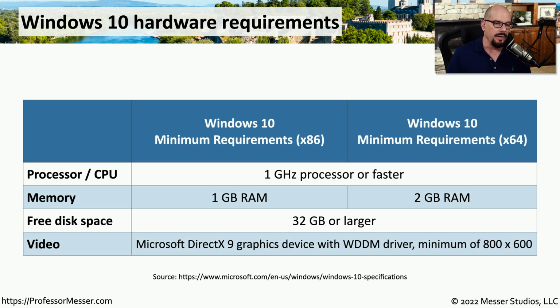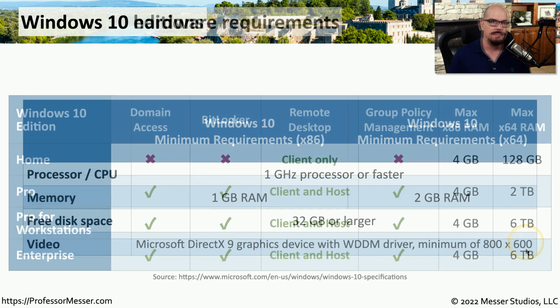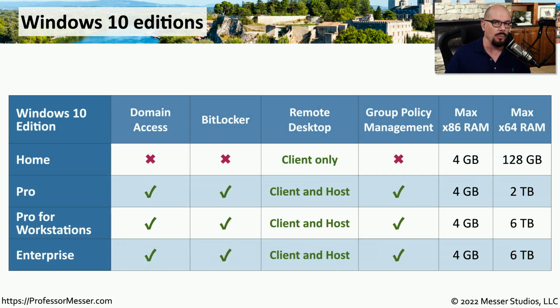There are two different versions of Windows 10, one for an x86 processor or 32-bit, and then the 64-bit processor, which is the x64. For both of those, you need a processor that is 1 gigahertz or faster. The 32-bit version needs 1 gig of RAM, and the minimum for the 64-bit version is 2 gigs of RAM. When installing Windows, you need at least 32 gig of free space on your storage drive for both the 32-bit and the 64-bit version. And for video, both of these versions need a Microsoft DirectX 9 graphics device or better with a WDDM driver, that's the Windows Display Driver Model, and it needs to support a minimum of 800 by 600 resolution.